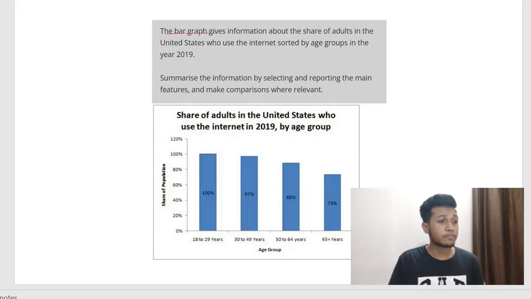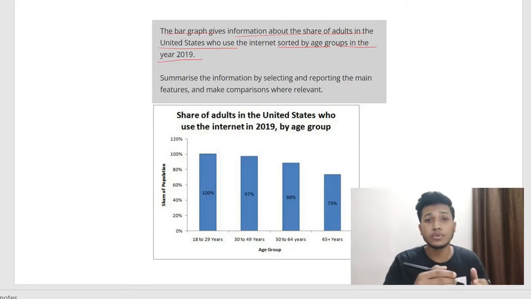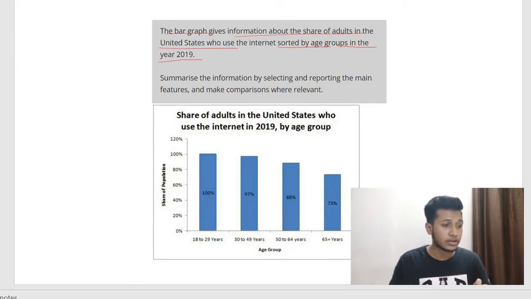The bar graph gives information about the share of adults in the United States who use the internet, sorted by age group in 2019. The question is saying the number of people using the internet in 2019, but they have been divided into different age groups. Now let's look into the graph.